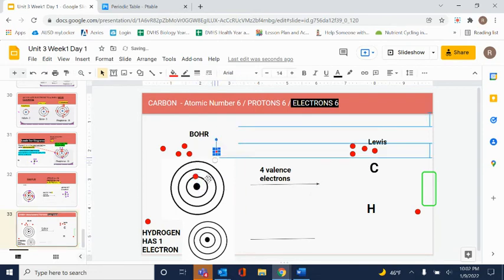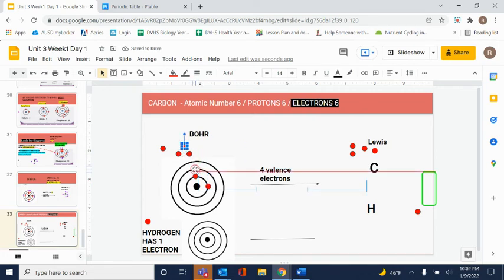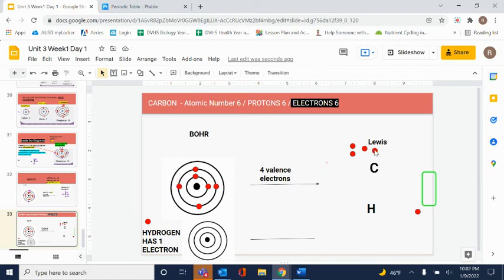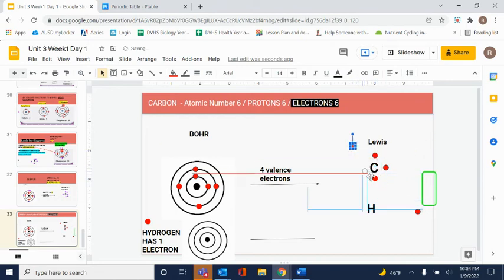1, 2, go into the second orbital. 3, 4, 5, and 6. I didn't need to go very far. Okay. If I draw the Lewis dot diagram, I will only have 4 electrons around carbon, and it'll look like this.